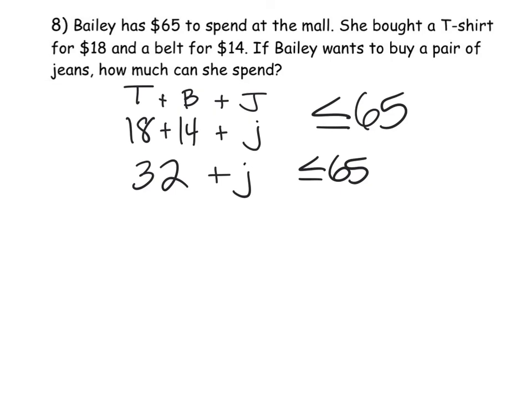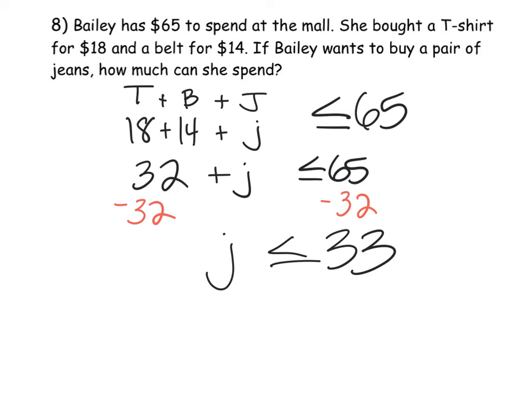Subtract 32 from both sides. Jeans can be what? What cost can the jeans be? $33, but she cannot spend $34 on these jeans. Can she spend $32 on these jeans? Okay. Good.